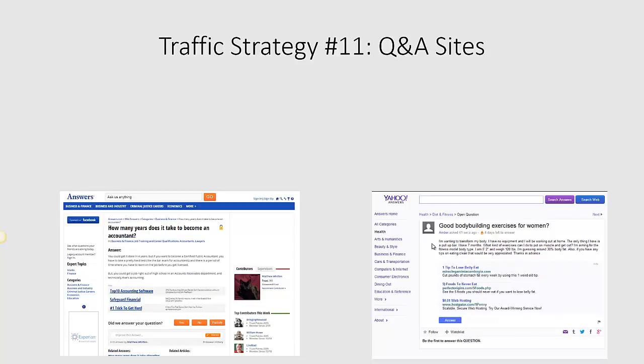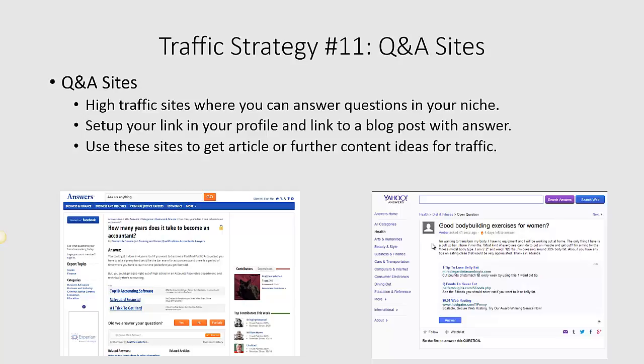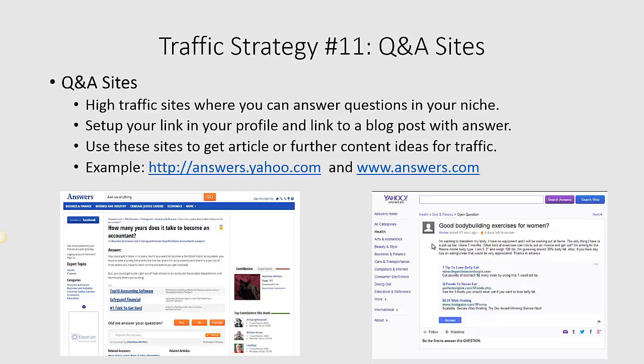Traffic strategy number 11, Q&A websites. Q&A sites are very similar to Yahoo Answers and then Answer Bag as well, which you see here. They're high traffic sites where you can answer questions in your niche market. You could set up your link in your profile and link to a blog post that maybe you've done with the answer. It's a really good way to use these sites for niche research, to understand what your market wants, and then you could create videos and articles and other things around the topics they want to know.